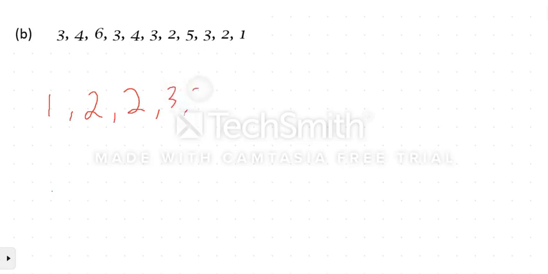1, 2, 3 and 4. Four 3s. Then 4. First 4, second 4. We have two 4s. Then 5. We have only one 5. And what about 6? We have only one 6 here. Now we have arranged all these numbers from smallest to the largest.